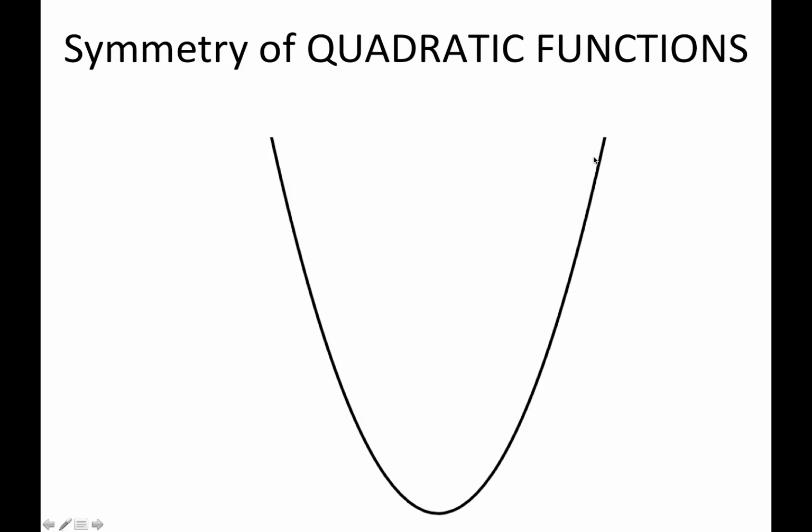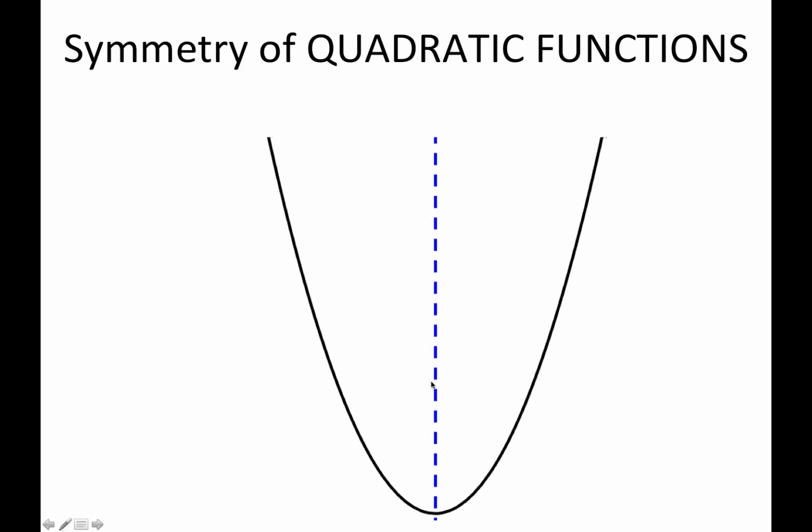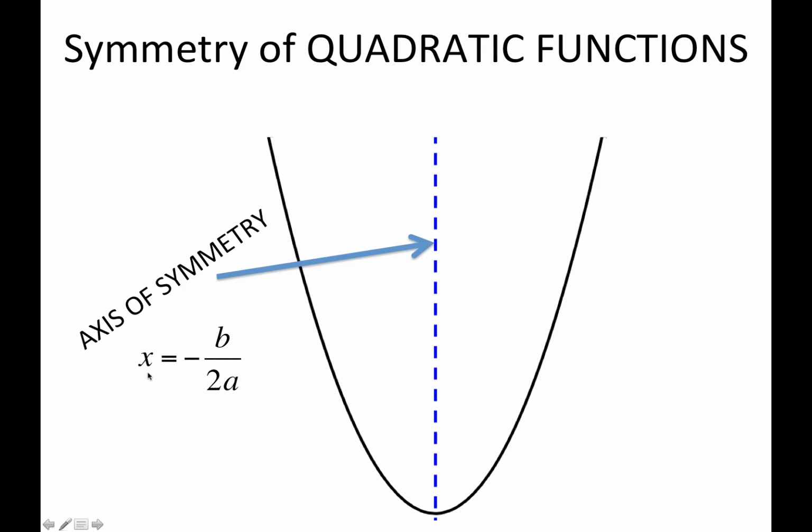So you have this parabola here, and right down the center of it, it's called an axis of symmetry. And to calculate this, you use the following equation: x equals -b over 2a. This is explained in a previous video, of where this -b over 2a comes from. So if you want to check that out, that's definitely worth it.